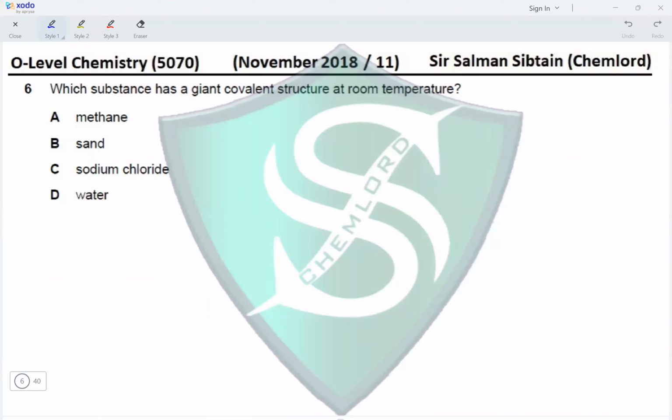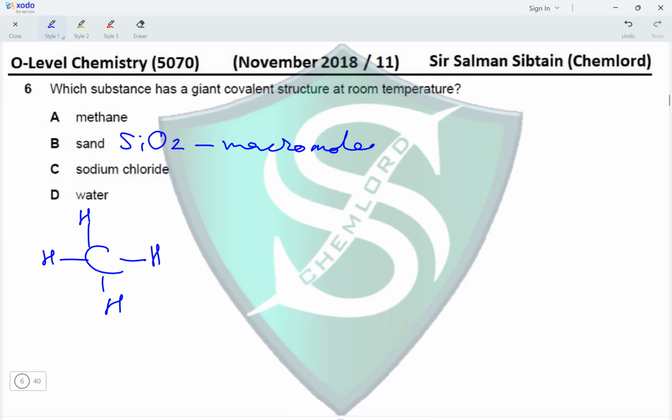Question 6. Which substance has a giant covalent structure at room temperature? Methane. Methane is a simple covalent molecule with 4 C-H covalent bonds present. Sand. Sand is SiO2, the main component, and SiO2 is macromolecular, which means it has a giant covalent structure. So sand should be correct.